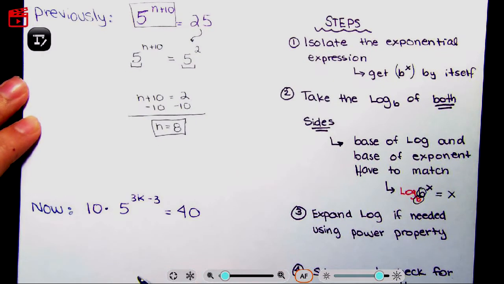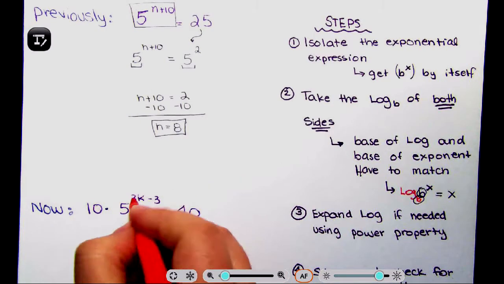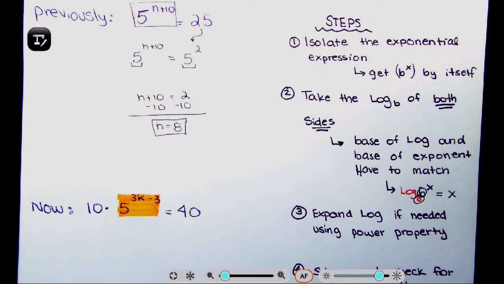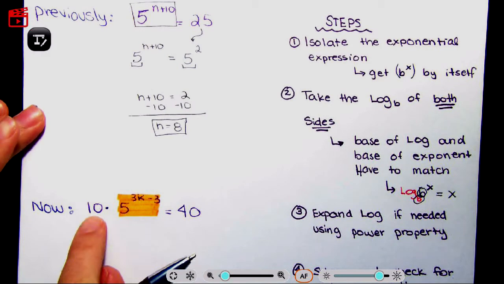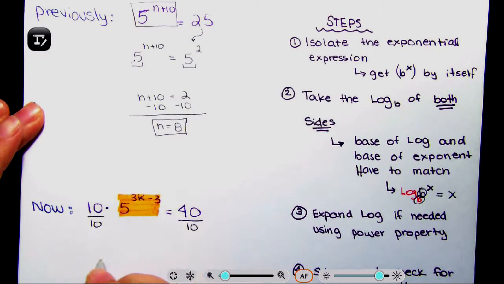Step number 1 is isolate the exponential expression. So basically the base and the exponent, highlight them, box them, put them in a bubble. It doesn't matter. I'm going to choose to highlight this. Anything outside of this bubble needs to be removed. I have a 10 that's being multiplied, so I'm going to divide by 10. I'm left over with 5 to the 3k minus 3 power, and that's equal to 4.